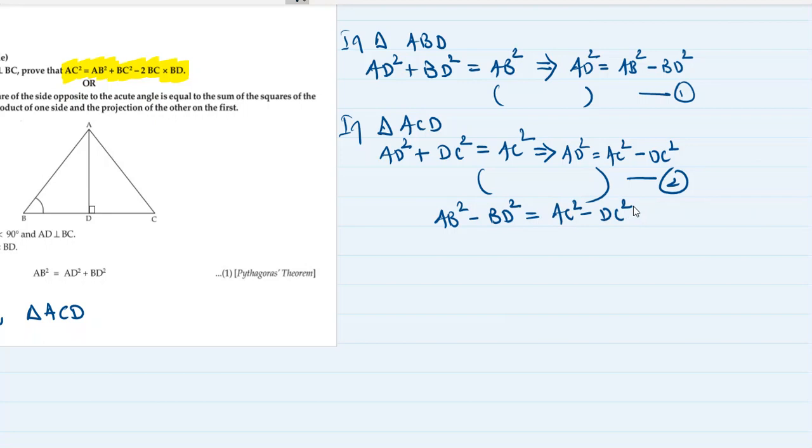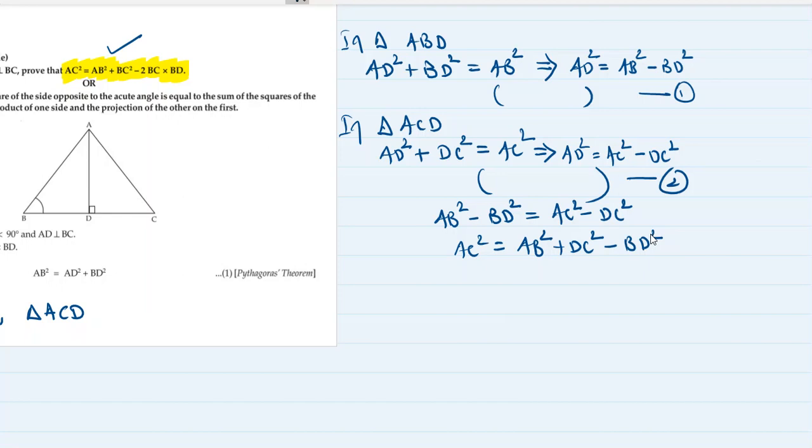Now again, look at what you have to prove. In this statement, AC square is on one side. So I will keep AC square on one side and write AC square is equal to. I will shift this DC square to the other side. It will become AB square plus DC square minus BD square. AC square is equal to AB square plus DC square minus BD square.